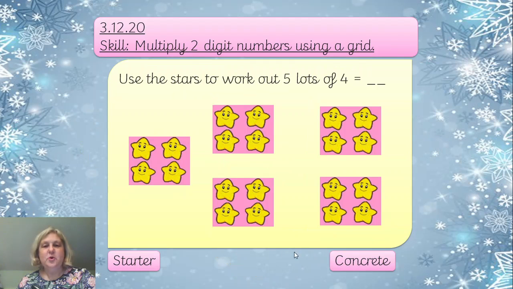And for those cool challenges, we've got to use the stars to work out 5 lots of 4 this morning. We've got 5 groups here of 4 stars, and we can count using our counting on in 4s: 4, 8, 12, 16 and 20. Or we can switch those two multipliers and do 4 lots of 5: 5, 10, 15, 20, and we come up with the same answer.